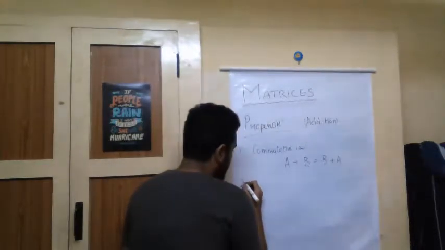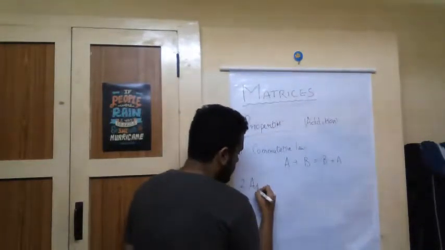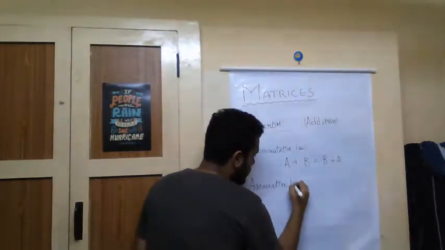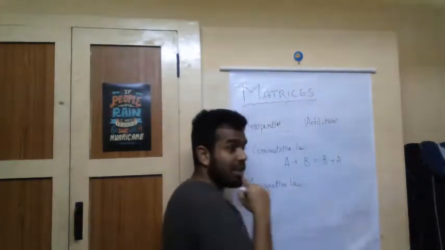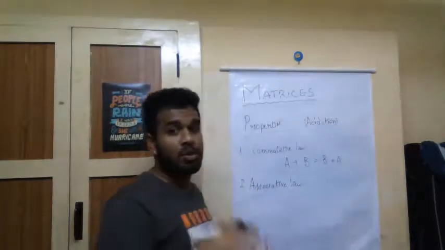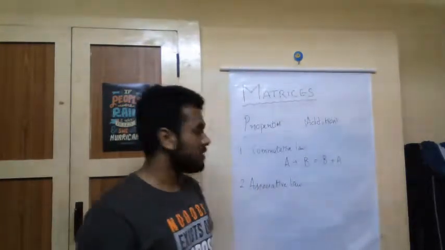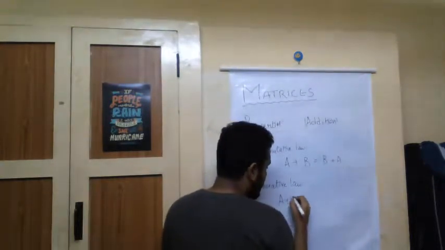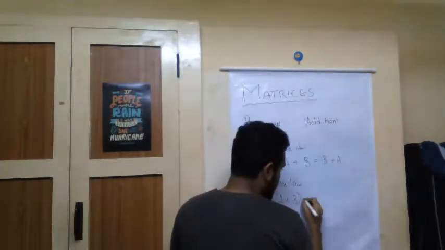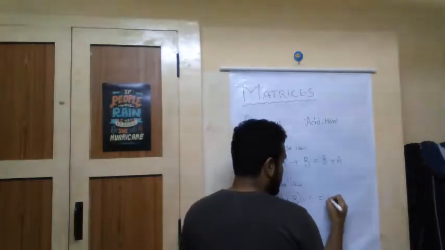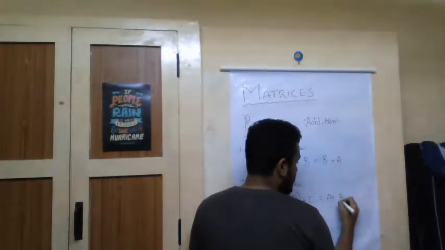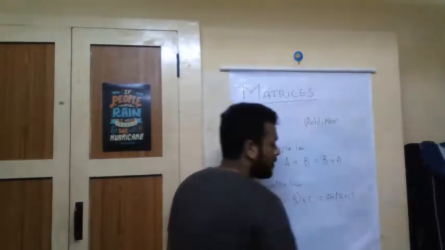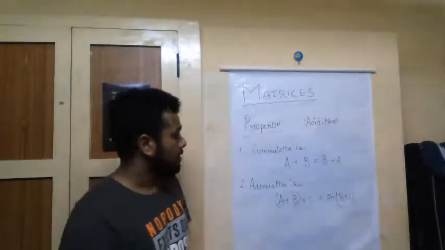The second law is the associative law. This basically talks about the grouping of the matrices. For example, if there are three matrices A, B, C, then (A plus B) plus C is equal to A plus (B plus C). These both are equal. So that's the associative law.